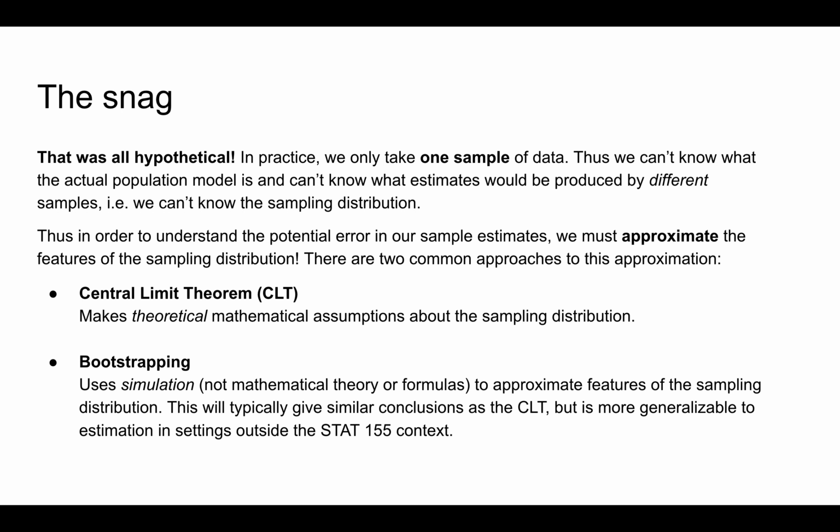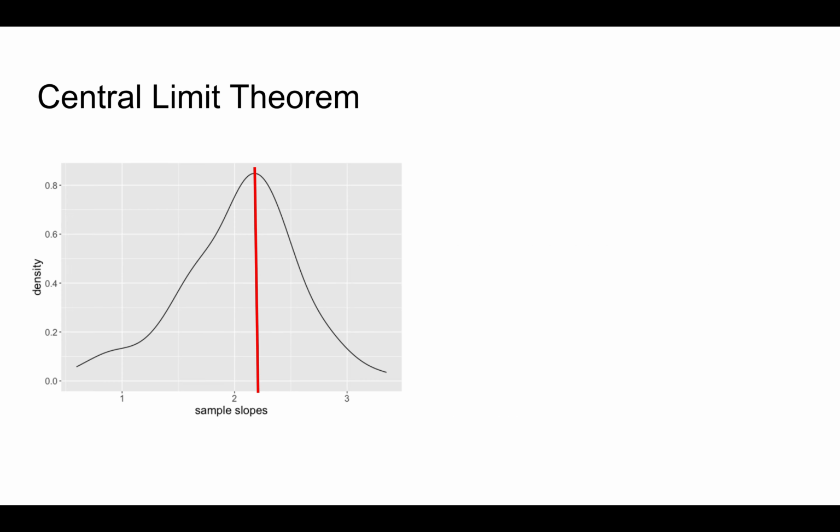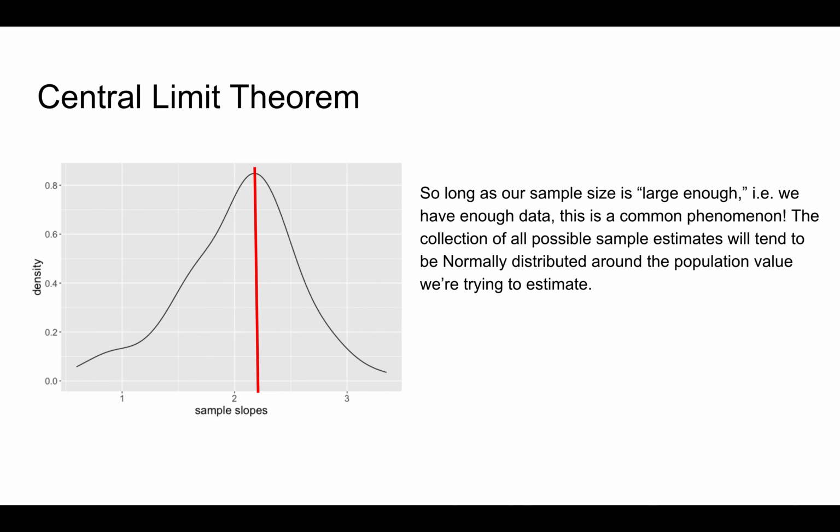Thus, in this video, we're going to focus on the CLT. Again, this theorem formalizes a phenomenon that we've already observed. Mainly, recall that the sampling distribution of our collection of sample slopes was roughly normally distributed around the actual population slope, represented by the red line. In fact, so long as our sample size is large enough, that is, so long as we have enough data, this is a common phenomenon. That is, the collection of all possible sample estimates will tend to be normally distributed around the population value that we're trying to estimate.